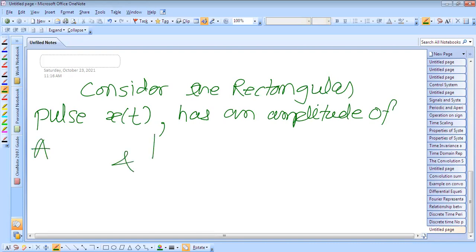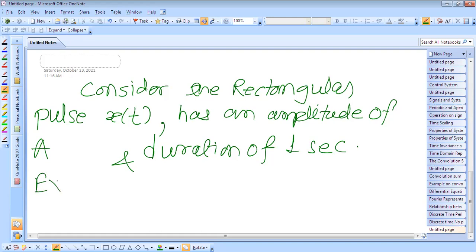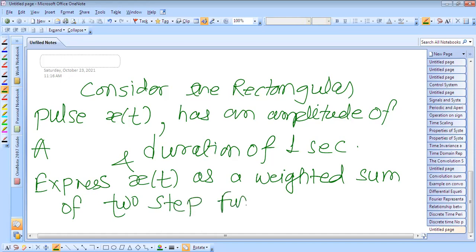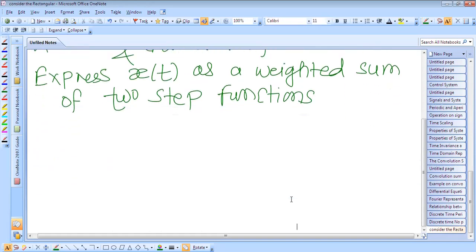Amplitude capital A and a duration of 1 second. Okay, and we have to express this x of t as a weighted sum of two step functions.